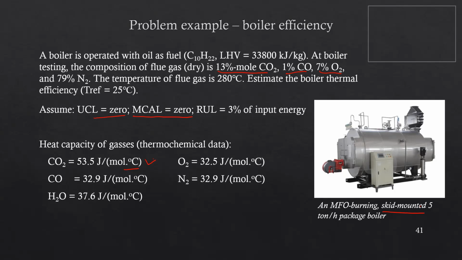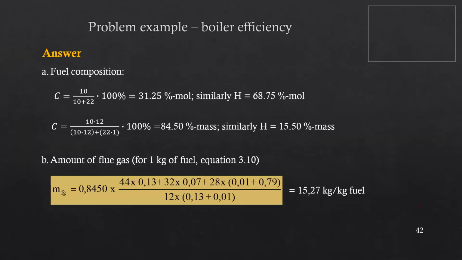Okay, so we try to solve these problems. The first thing we need to do is define the fuel composition. First, we try to calculate the C and H compositions, the carbon and hydrogen, either on a mole basis or a mass basis. So on a percent mole basis, we can have a look here because we have C10, which is octane.